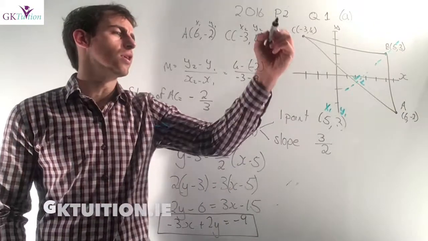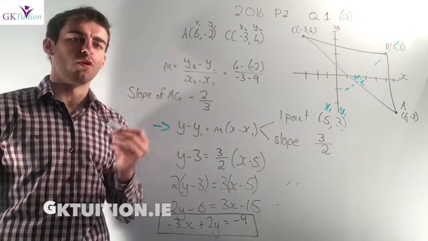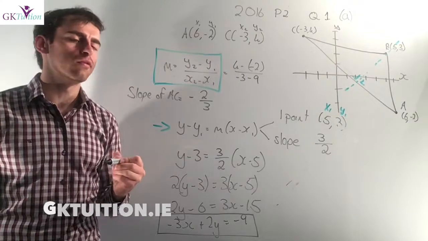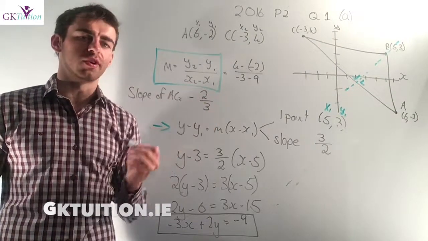Well, I've been told the line is perpendicular to AC, so the first thing I did here was I found the slope of AC. So using my formula y2 minus y1 over x2 minus x1, I worked out that the slope of AC is minus 2/3.